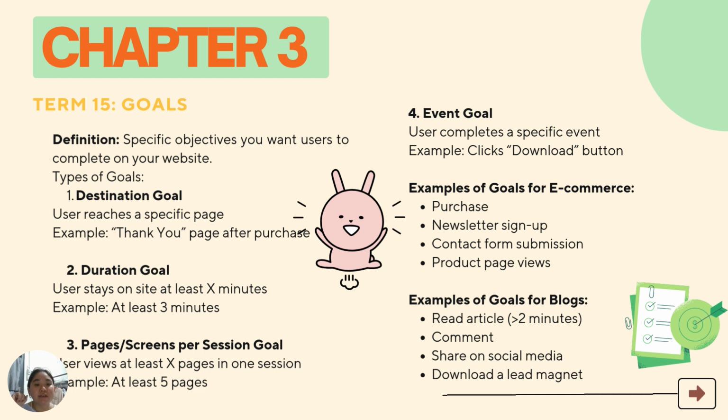Pages or screens per session goal: the user views at least X pages in one session, for example, at least 5 pages. Event goal: the user completes a specific event, for example, clicking the download button. Examples of goals for e-commerce are purchase, newsletter sign up; an example of a goal for blogs is reading an article for more than 2 minutes.